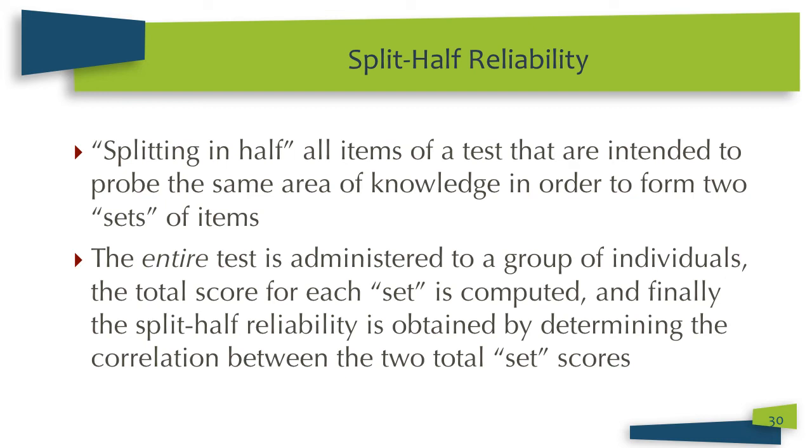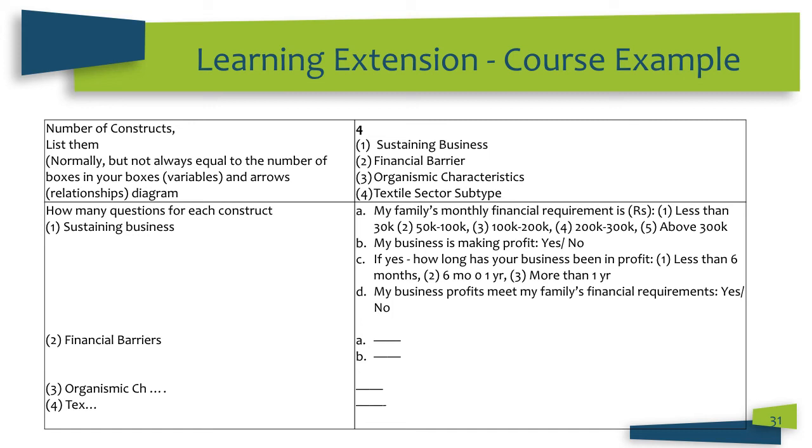So these were the various types of reliability and validity. Now what we'll do is we'll do our learning extension. We'll go through our course example and do all these steps. So this is our course example. The first thing is I have to decide how many constructs I have. In my case, I had 4 constructs. One was sustaining business, one was financial barriers, one was organismic characteristics, and the fourth one was textile sector subtypes.